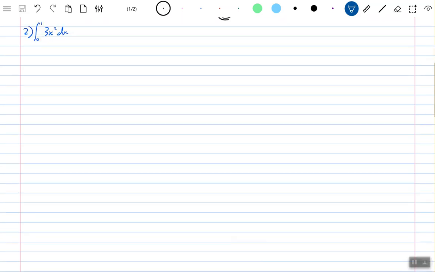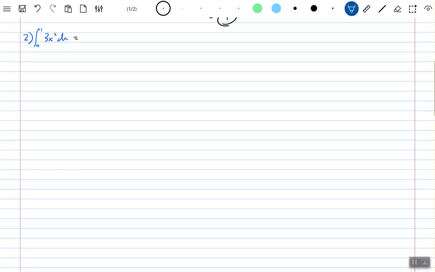All right, now let's look at our next example. The integral from 0 to 1 of 3x squared with respect to x. All right, so let's get straight to it. Once again, because I'm me, I like to pull my constants out in front.